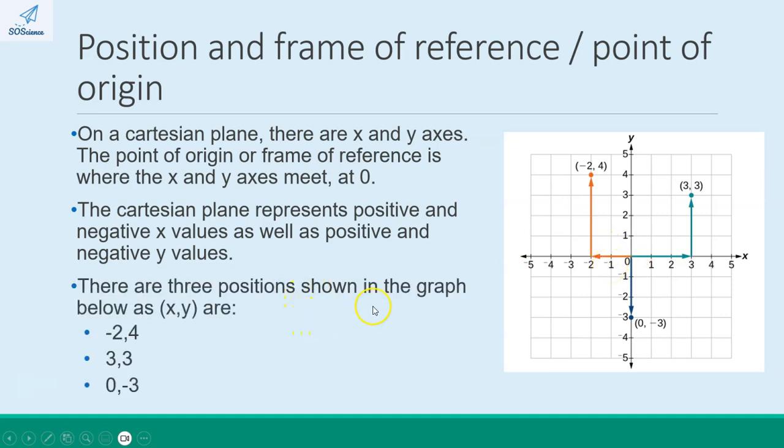So on this graph, we have 3 positions shown as xy coordinates. So this position over here is represented by minus 2x and positive 4y. This position over here is represented by positive 3x and positive 3y. And this position over here is represented by 0x and minus 3y.